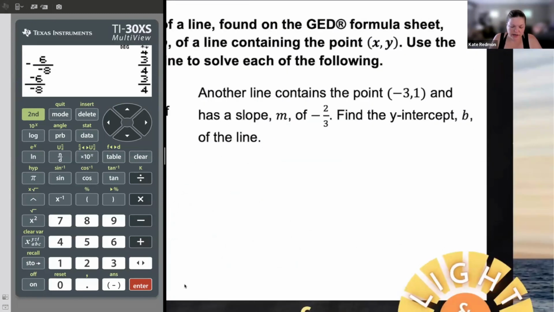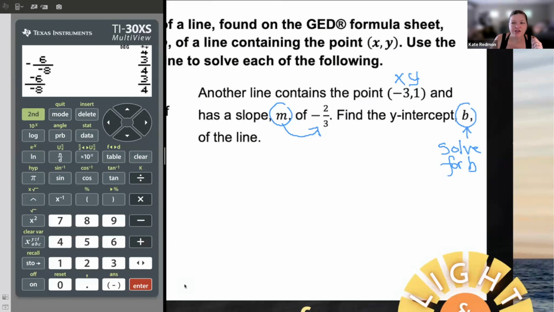Another line contains the point -3, 1. There's my x and my y value, and has a slope m of -2/3. There's my m. Don't forget the fraction. Your calculator will handle the fraction. Find the y-intercept, b. So we're being asked to find b, or solve for b, means the same thing, of the line. All right, well, we have an equation that relates a point xy, its slope m, and the y-intercept b.